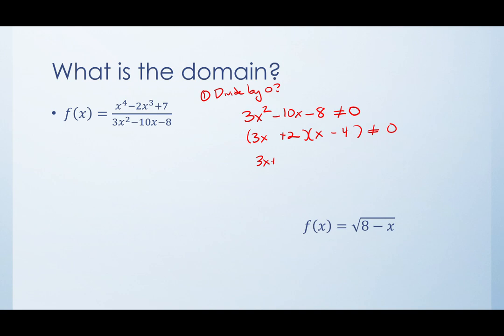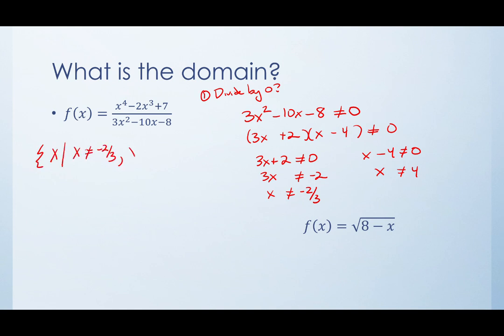So I have 3x plus 2 can't be equal to 0. So 3x can't be equal to negative 2, and x can't be equal to negative 2/3. Or from the other factor, x minus 4 can't be equal to 0. So x can't be equal to 4. So we've got the set of all x such that x is not equal to negative 2/3 and not equal to 4.